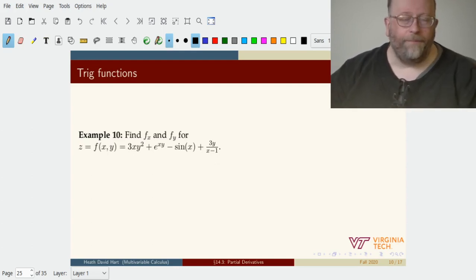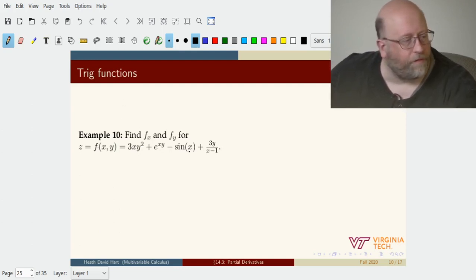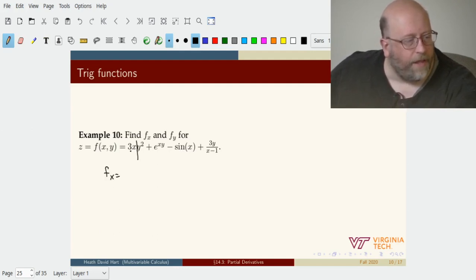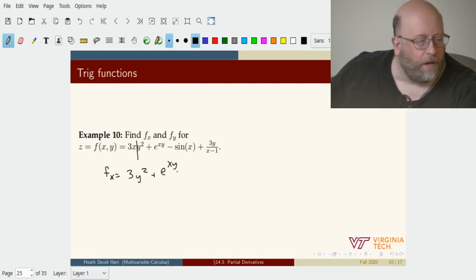One more trig example. Find the partial derivatives for this function here. Alright, so the derivative in the x direction, any function that has both variables will split up, and 3 times y squared is going to be the answer for this. 3x becomes 3, and y squared doesn't change. We're going to have to take care of the e. It's e to the xy times the derivative of xy with respect to x, and that's just y.